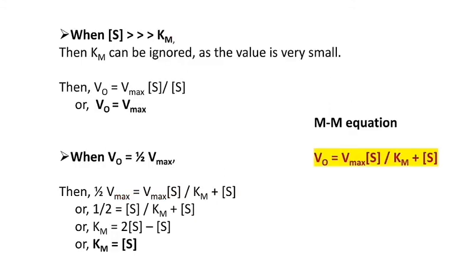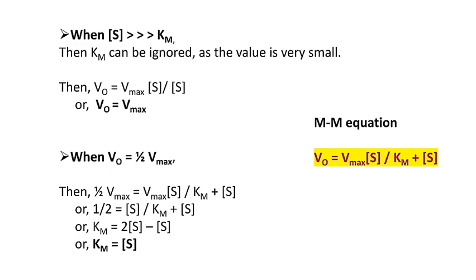Now in some cases, when the substrate concentration is much higher than the Km of the reaction, then the value of Km can be ignored as it is very small. If we put the value of Km equals 0 in the Michaelis-Menten equation, then we will get V0 equals Vmax, that is the initial velocity is equal to the maximum velocity of the reaction.